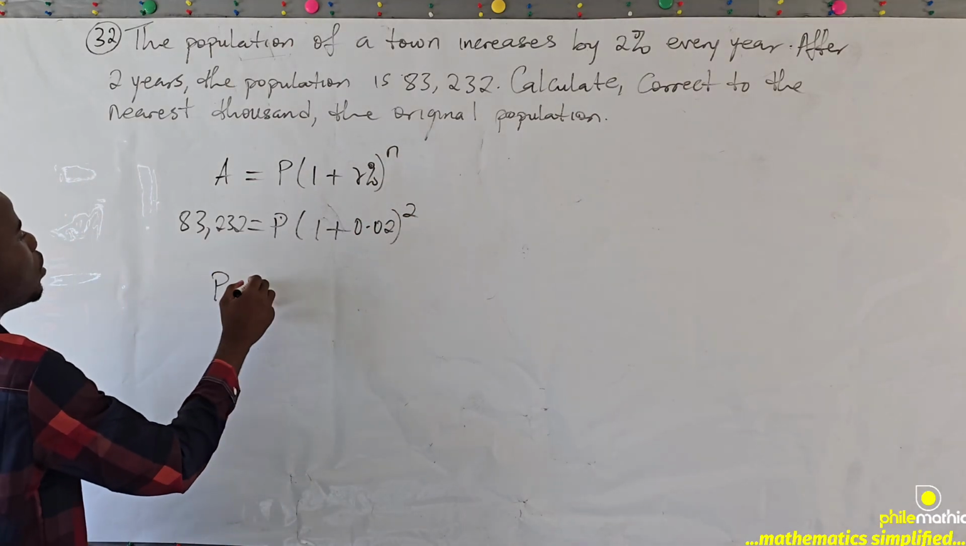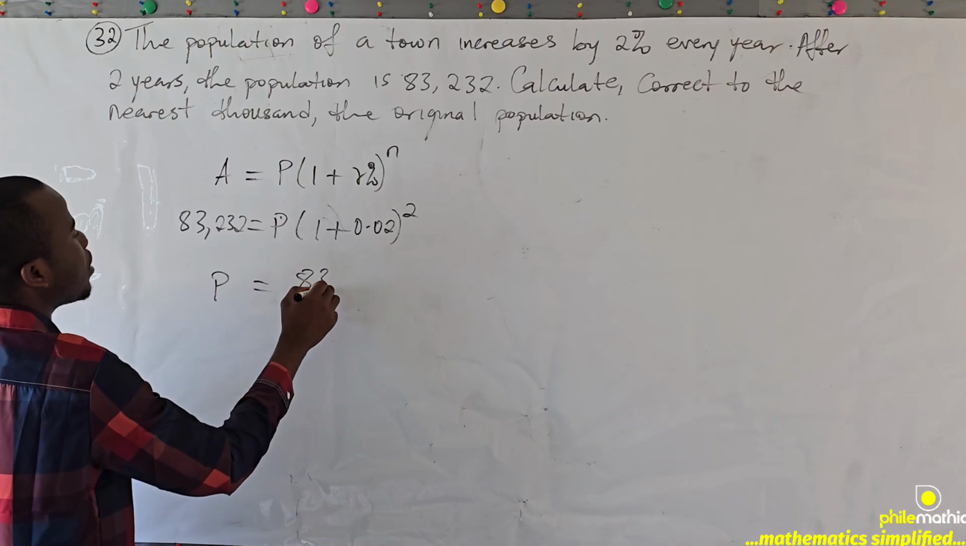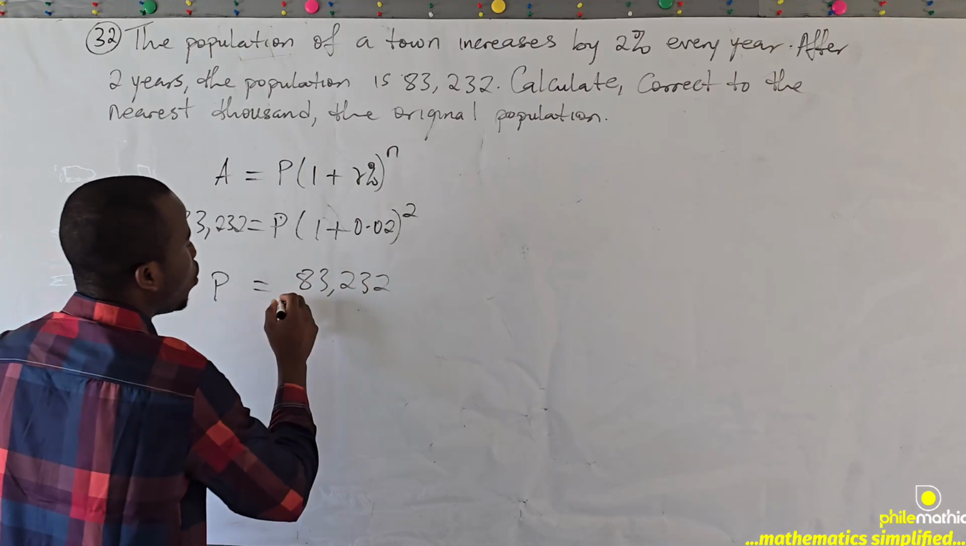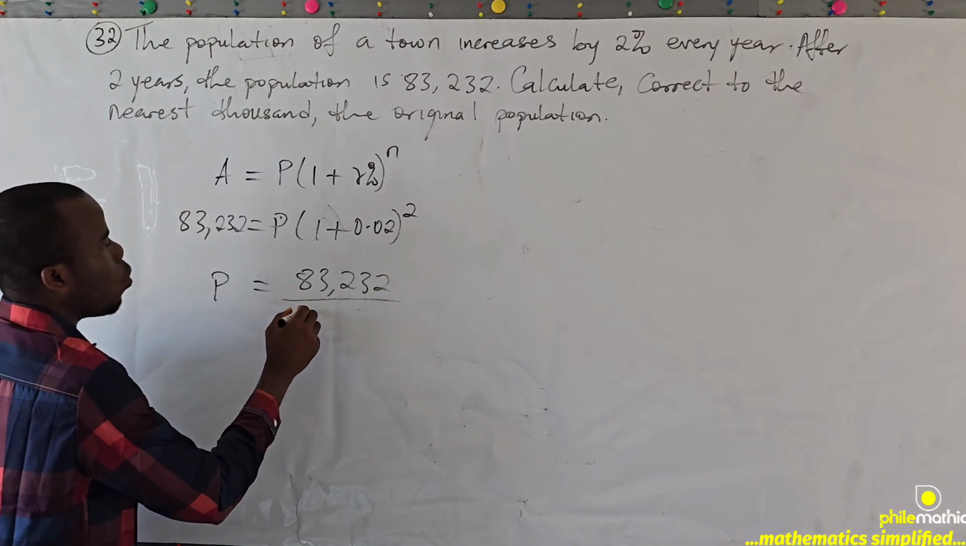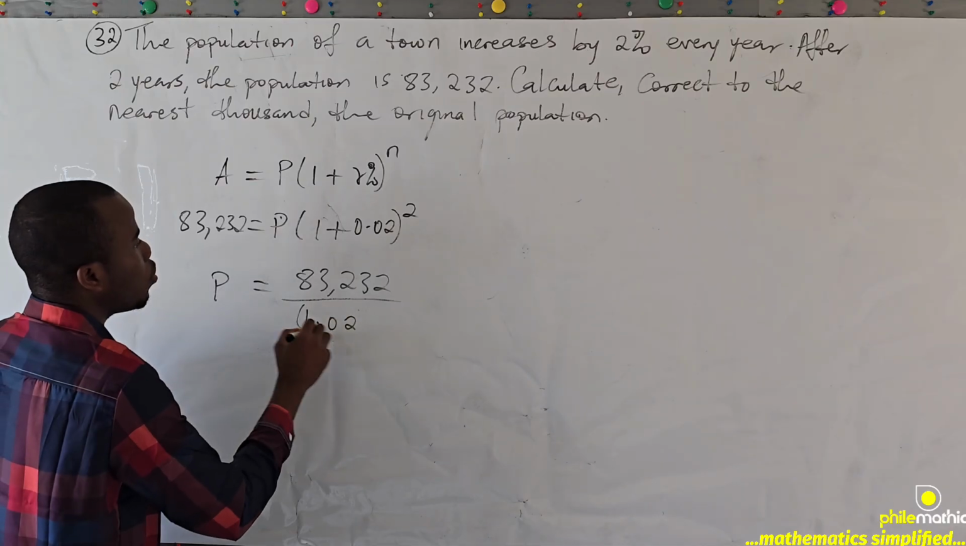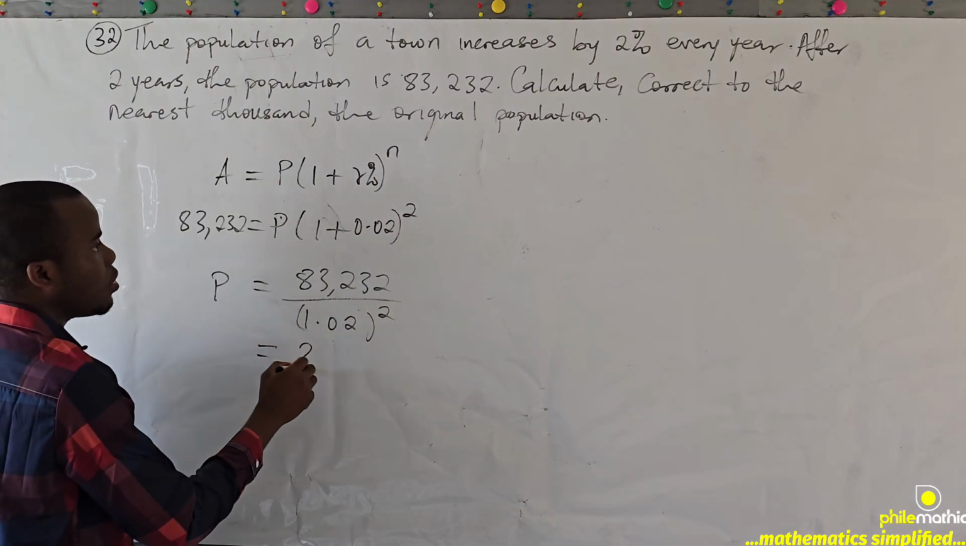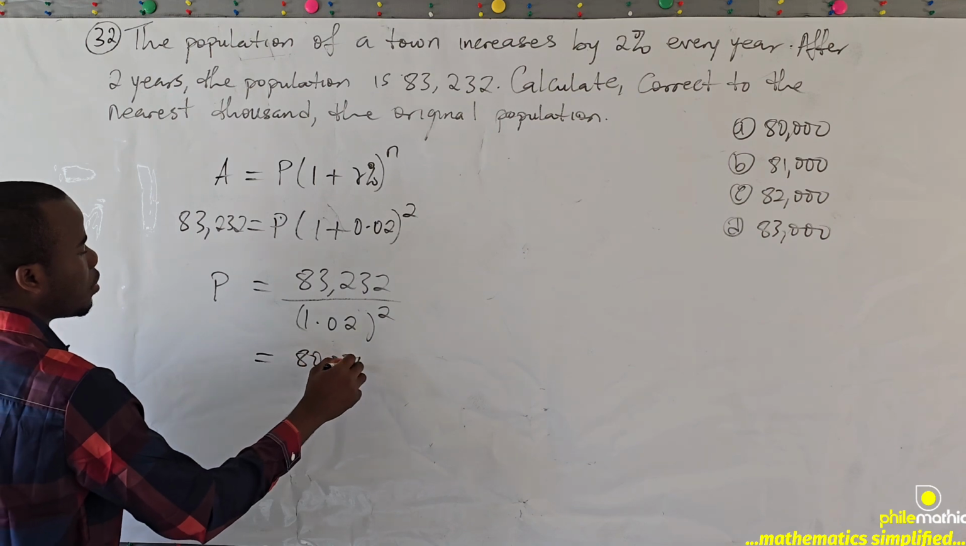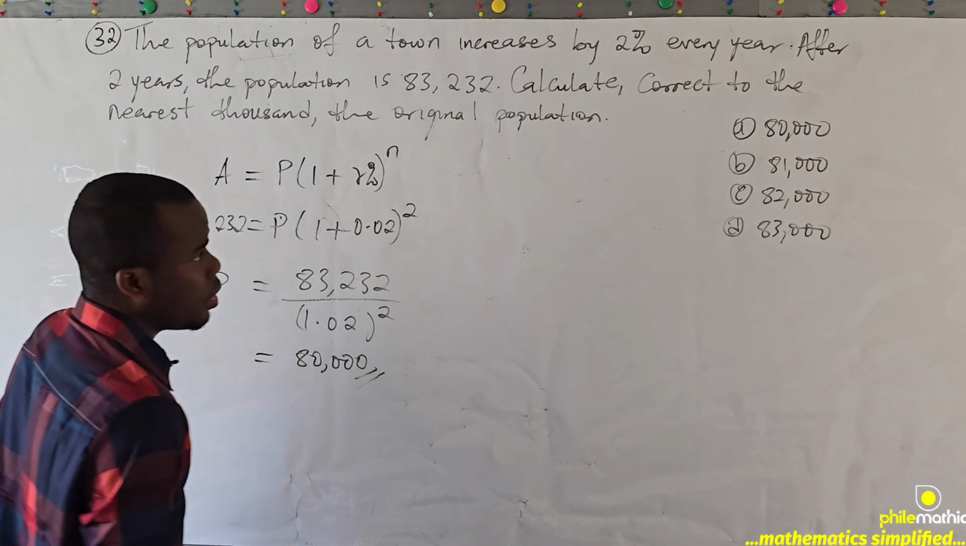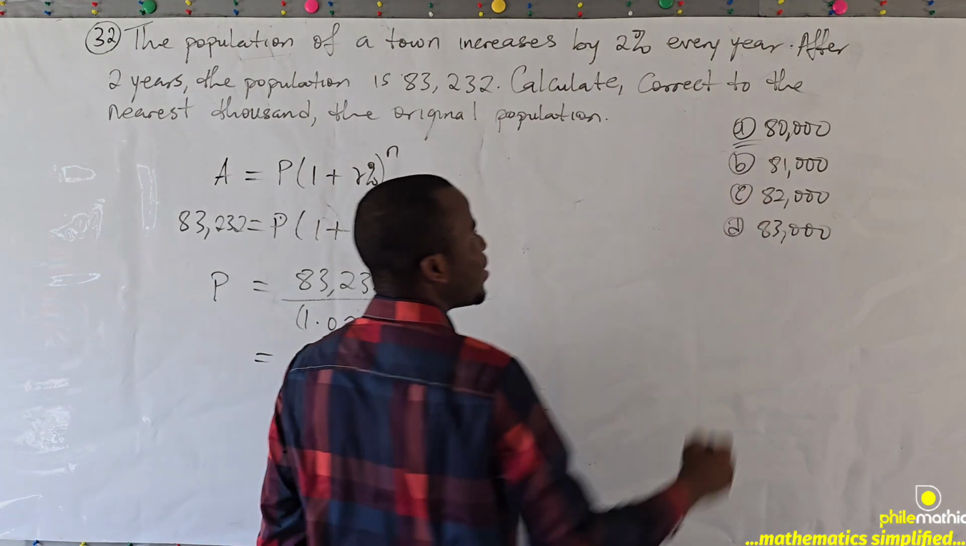To find P, we simply divide 83,232 by this 1.02 to power 2. And if you divide this, what you will have is 80,000. And from our options, the correct answer is A.